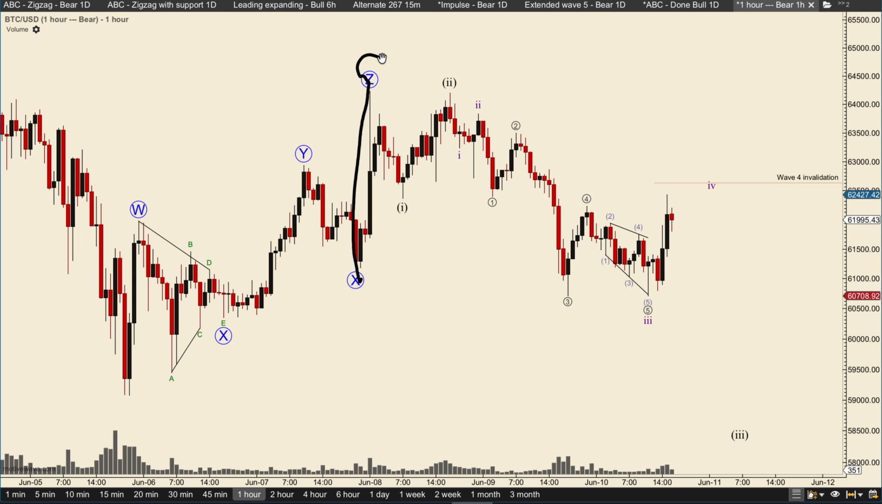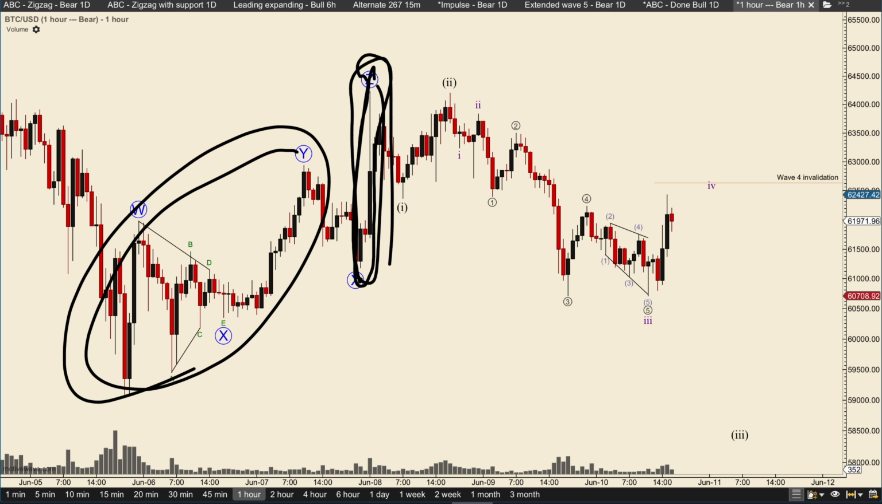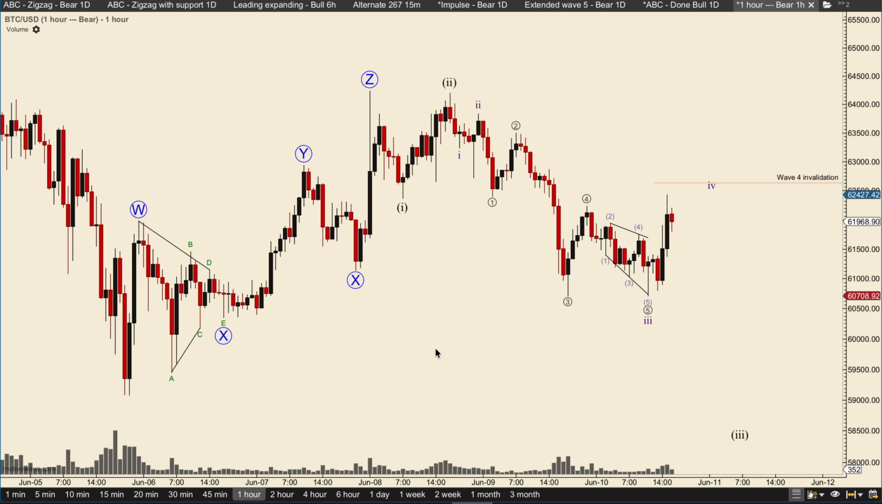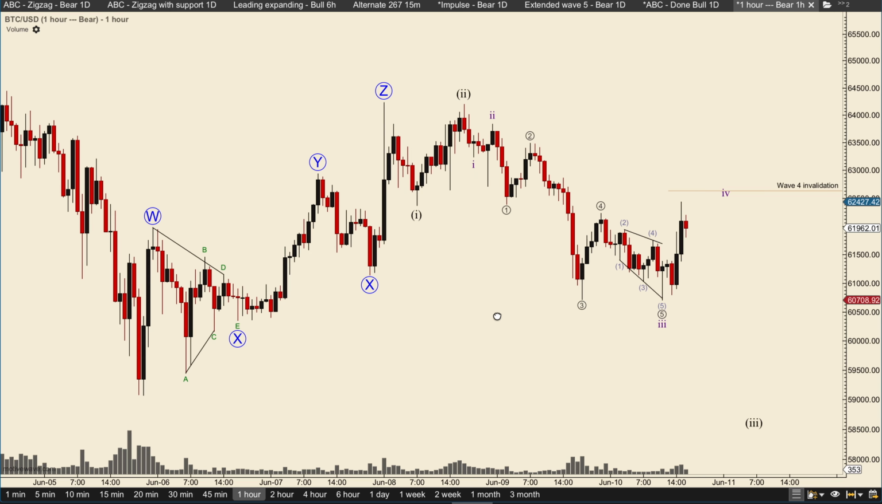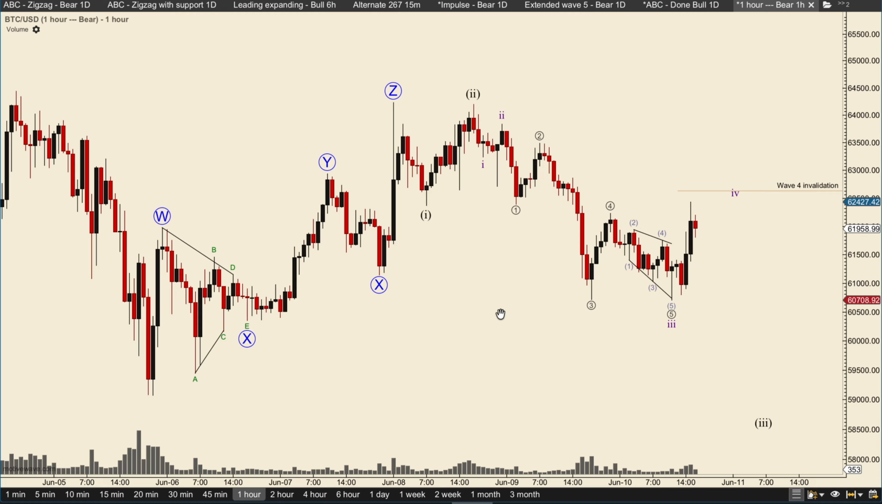just zoom in or draw around this wave Y, it is extremely small compared to this wave W, which is not what you want to see. So therefore a WXYXZ has a better fit, but it is so uncommon with a triple combination. I think I've seen it twice in my entire life. So yeah, but it fits better as of right now.